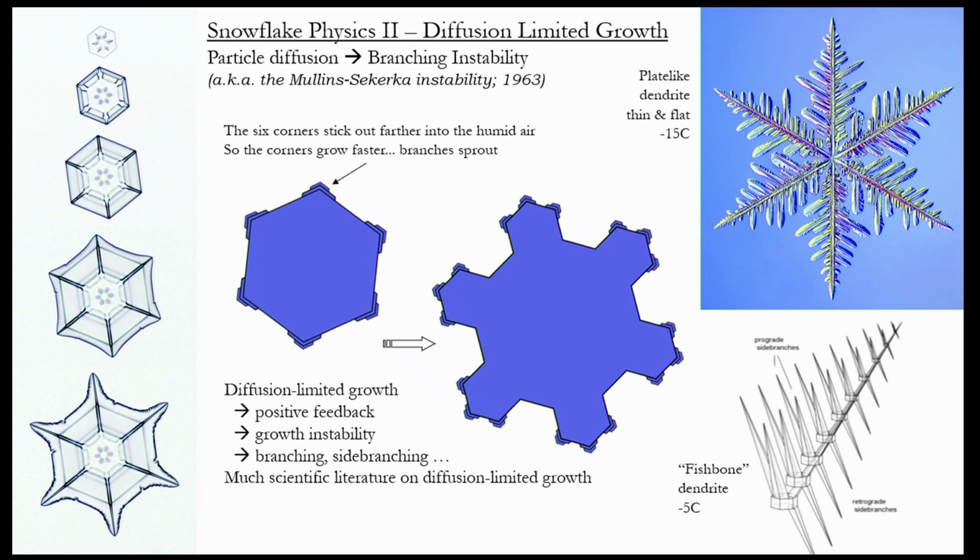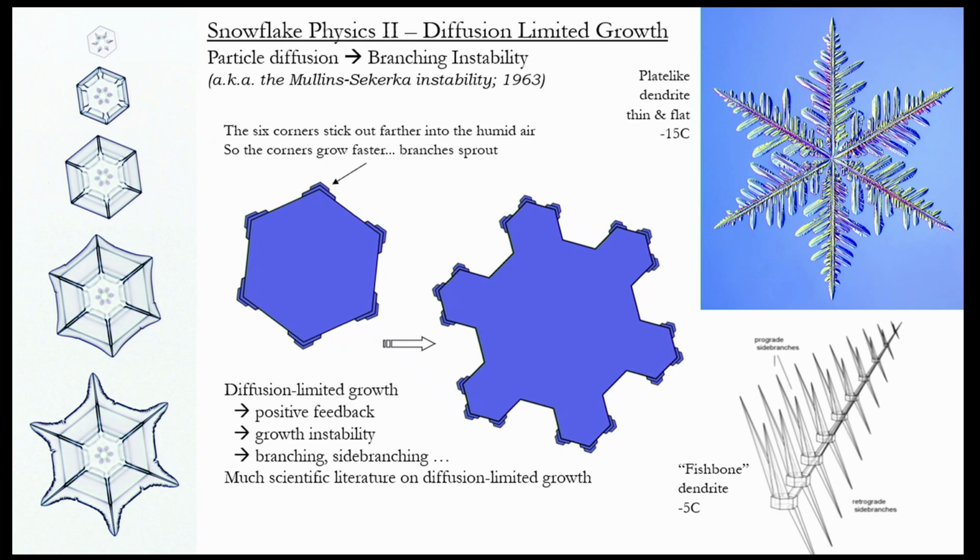Okay, and then once you've got these main branches, then you can get additional instabilities on the sides, so you can get branching and side branching. And there's just a huge amount of literature in the scientific literature on diffusion limited growth, and I'm not going to talk too much about it, but it's definitely a big part of the process. And here's two examples again. Here's a plate-like dendrite. This is thin. Now remember, this is a thin, flat crystal. We call it a snowflake for a reason.